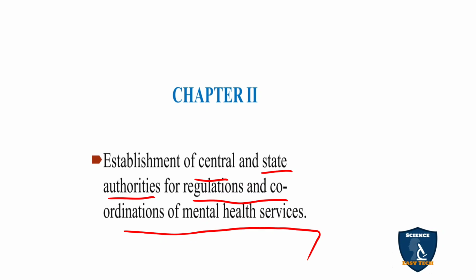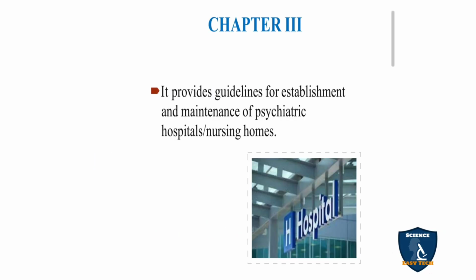Any program at the center level that has been implemented, at the state level the state government has to take measures to implement that program at the state level. Okay, so both the central and the state government will be taking care of the regulations and coordination of mental health services. Next, moving on to chapter 3.